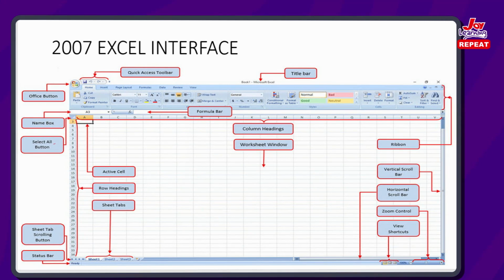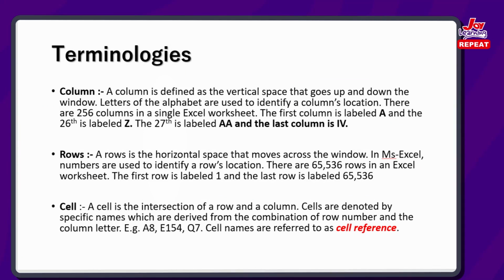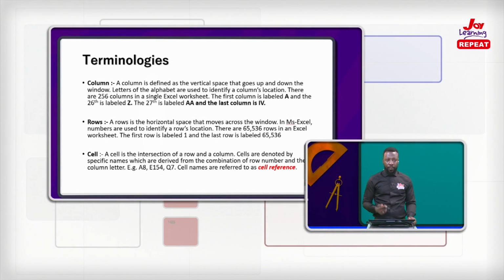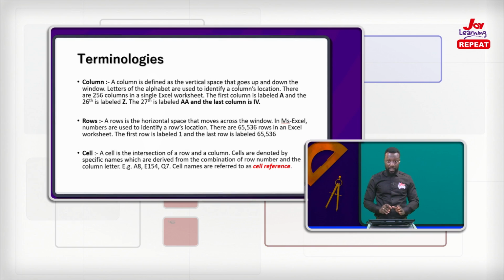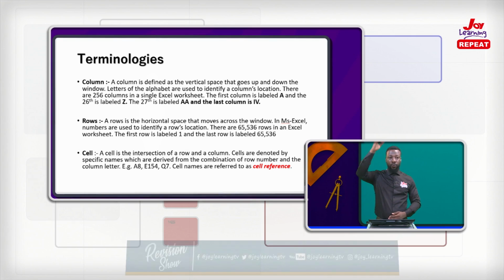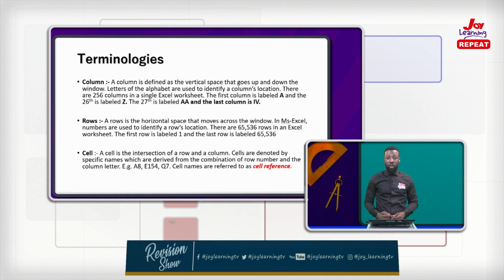Now, let's look at the terminologies. What a worksheet is, what a column is, what a row is. Through the definition, we will be able to understand it better. So, we start the terminologies. We have column. A column is defined as the vertical space that goes up and down the window. The vertical space. When we are talking about vertical space, we are talking about a line that moves from what? Up to down. So we are looking at what? North and south. The vertical space that moves up, downwards, in an open window.